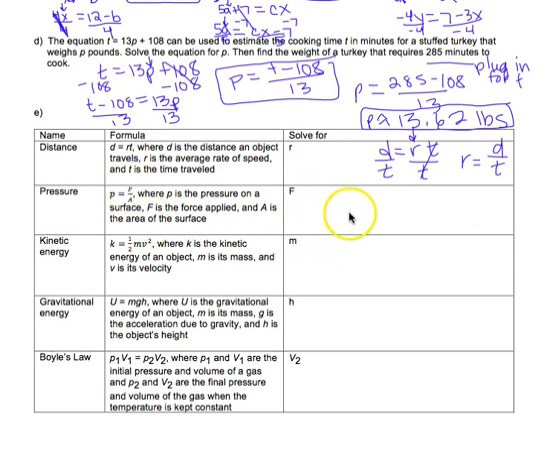I'm going to solve this next one. Pressure equals force divided by area of the surface. And it says I'm solving for F. So it's F divided by A. We undo division with multiplication. So these will cancel. That will get F alone, and F equals A times P.